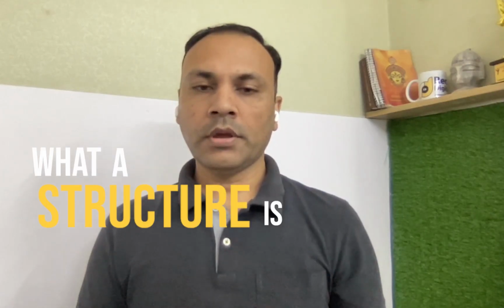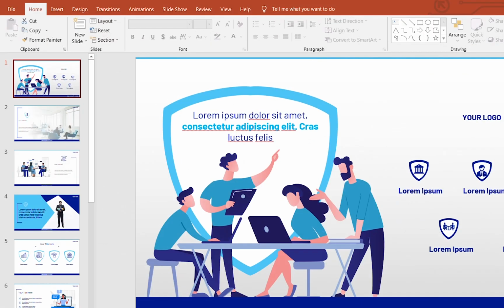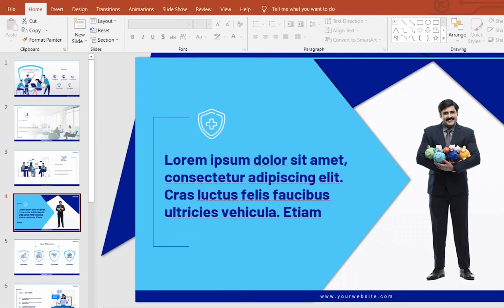Okay, let's understand what a structure is. A structure is the backbone of any presentation. It consists of its sections and slides, and it decides the flow of any presentation. You must have seen a few presentations where you can't find out the connectivity of one slide to another. That's because of the broken or missing structure. This leads to confusion and disconnection, hence the audience loses interest.